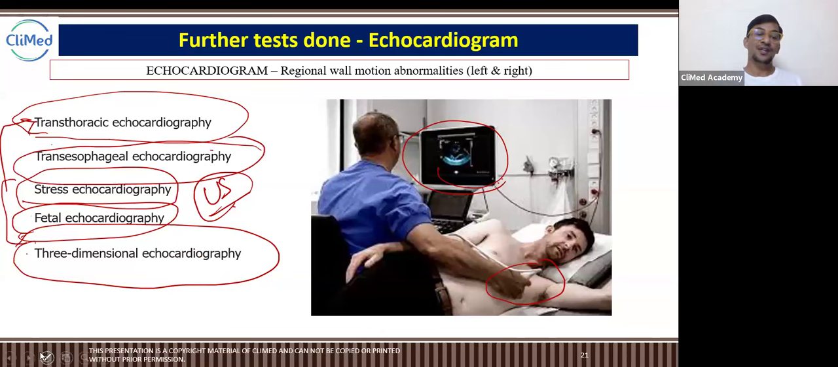What is a transesophageal echocardiogram? And this I'm telling in the last only. Transesophageal echocardiogram. Tell me, what is a transesophageal echocardiogram? Yes, guys. Do you think there is any specific different mechanism of transesophageal? Do you think so?